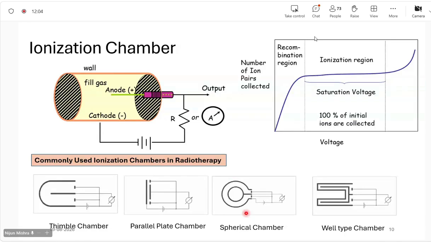For example, the parallel plate chamber has an entrance window. When we measure at gantry 0 degree, we can measure it. But if we switch from gantry 0 degree to gantry 90 degree, then we need to flip that chamber towards the entrance of the beam. But in case of a spherical chamber, as it's a spherical shape, we can irradiate it uniformly.